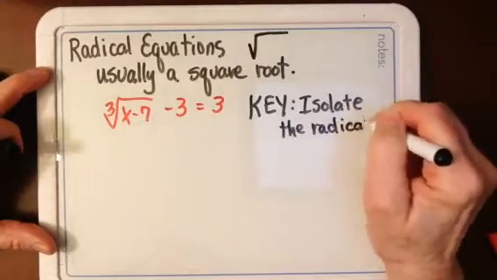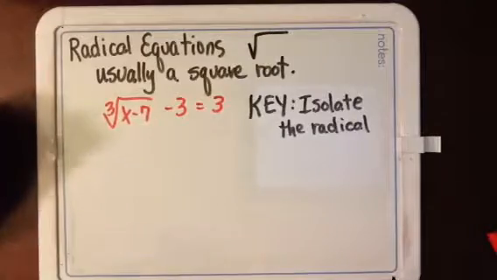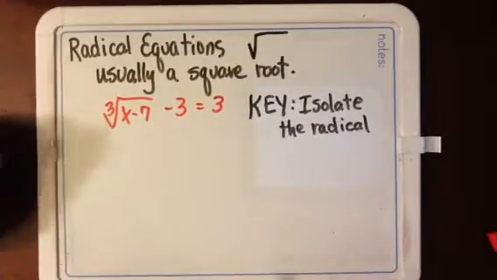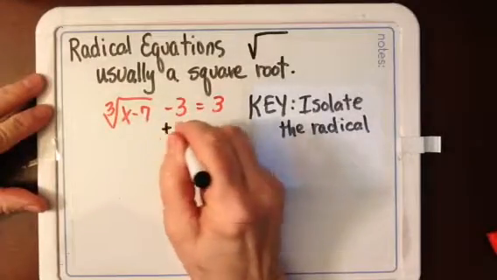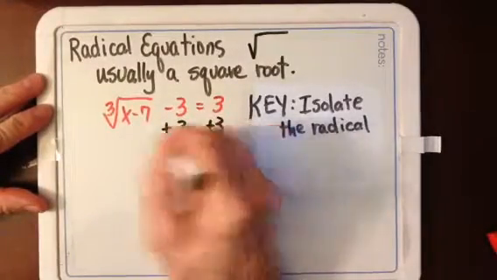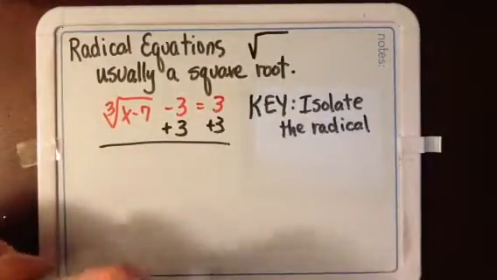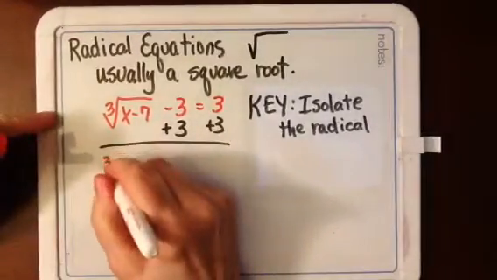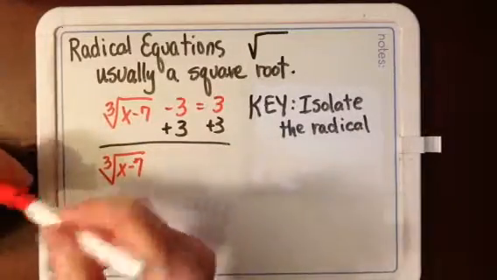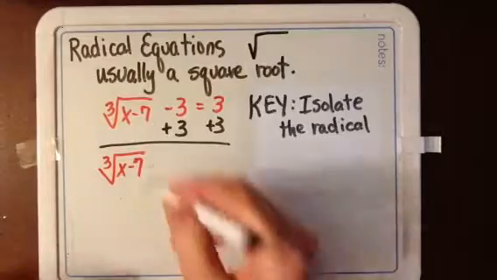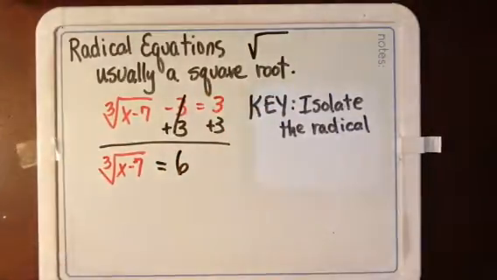What do I mean by that? Isolate the radical? I mean that the radical should be all alone by itself on one side of the equation. In order to isolate this radical, we're going to add 3 to both sides of the equation. And so I am going to keep the radical in red. Just the radical, this cube root of x minus 7, is now going to equal, these two 3's go away, is going to equal 6.